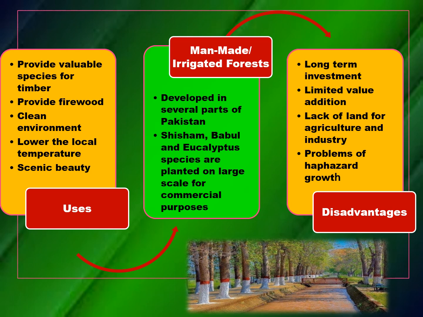But there are some disadvantages as well, like it's a long-term investment as most of the species take 5 to 15 years to grow fully. It has limited value addition, mainly timber, furniture, sports goods industry. It has a lack of land for agriculture and industry due to growing population. Problems of leaves, especially during autumn, and roots as they grow haphazardly in all directions and may come out on the land surface.